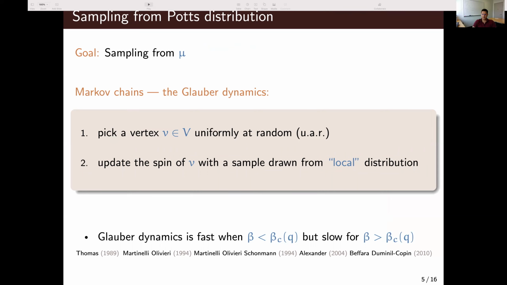Okay, so our goal here is going to be to sample from the Potts distribution. This is the computational problem that we're interested in. We'd like to generate samples, and for this we'll use Markov chains. This is the approach that we're studying here.